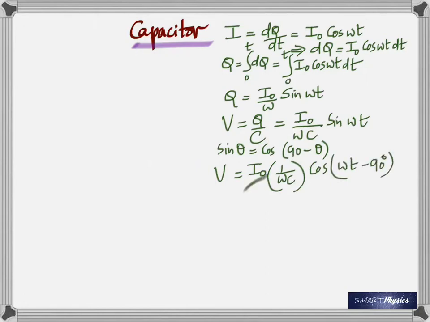So result number one, which one is leading? For the voltage, you got something minus 90. So that means the voltage is now behind. The current is leading. Exactly the opposite of the other one, isn't it? Okay, result number two. Somebody give me the formula for capacitive reactance. XC. What is XC? 1 over omega C, isn't it?